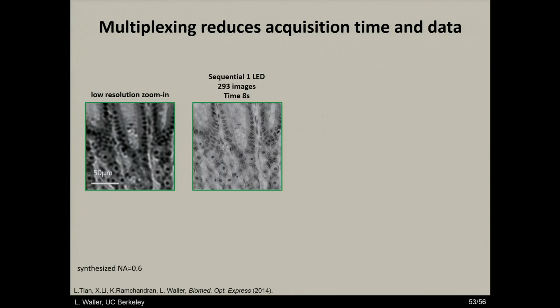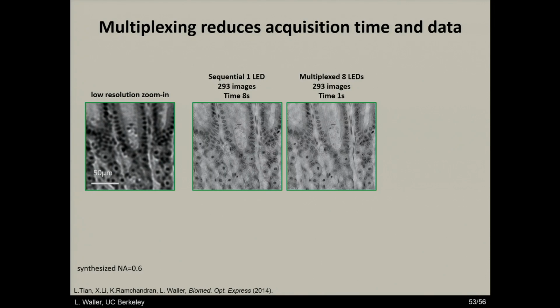And then what we find is, here's the ground truth that we're calling ground truth. Sequentially scan through each LED. With all our hardware upgrades, it still takes 8 seconds. We have 300 images, so it's camera limited speeds.